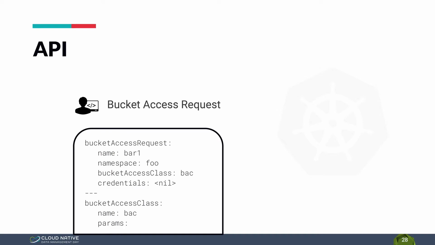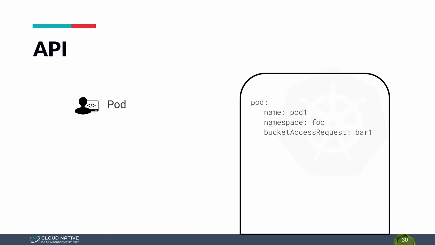Again, bucket access request is a namespace resource. It has a bucket access class that it points to, which is not namespaced. The classes are not namespaced. The bucket access request encodes that I want access to a bucket, and COSI sees this object being created. It will go and create credentials and convert the credentials into a format that COSI can later use to put into pods. Basically, it creates Kubernetes secrets from it.